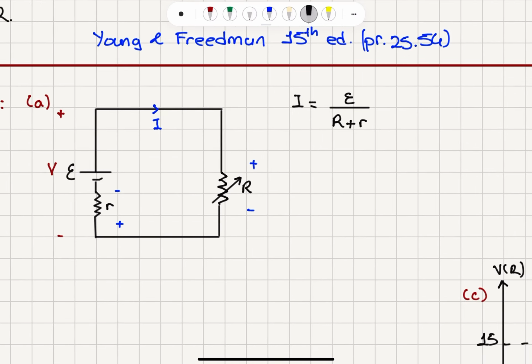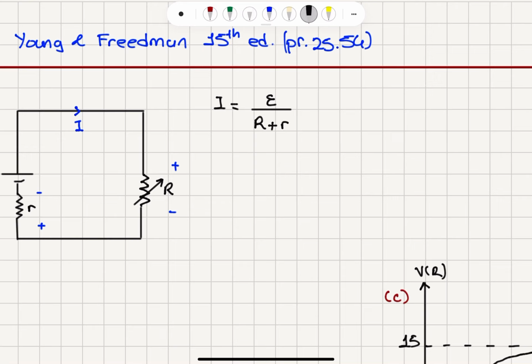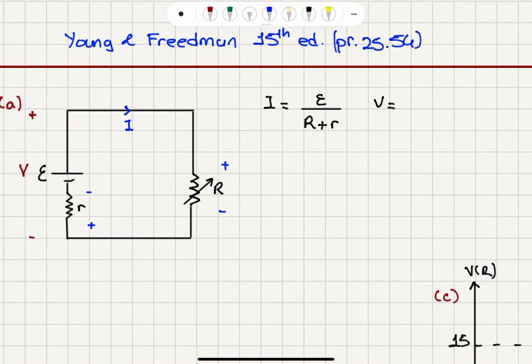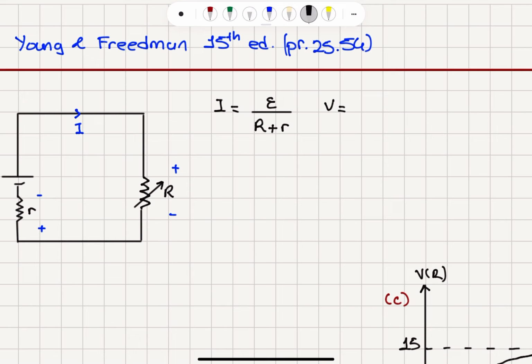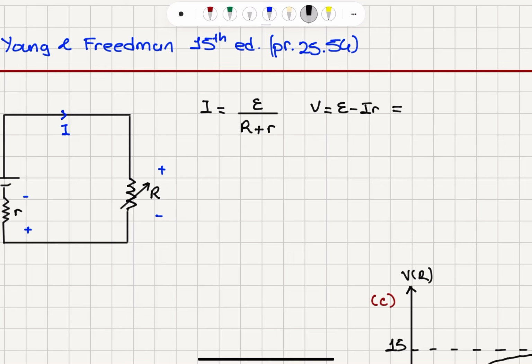And the potential difference that we measure across the source here is basically V. Because the current is flowing in this direction, it's going to be epsilon minus Ir. So going from here to here, it's epsilon minus Ir because we're passing through the negative terminal. So V is equal to epsilon minus Ir. I know what I is: it is epsilon over capital R plus r. So this multiplied with the internal resistance r will give me the voltage reading.